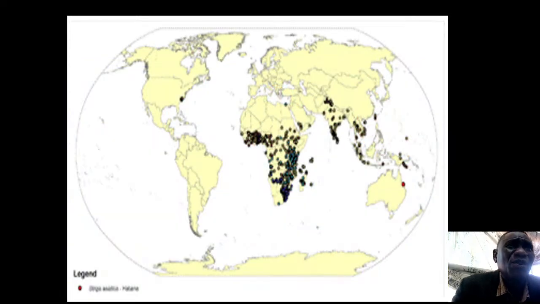Here I've got a map with those black dots. It shows the areas globally which are affected by Striga species. Here we've got a small dot in the US which is affected by Striga. Probably down here we have some dots, but you can see that this is an African problem, these parasitic weeds. In Australia we have bits and pieces, in Asia, India, and so on.